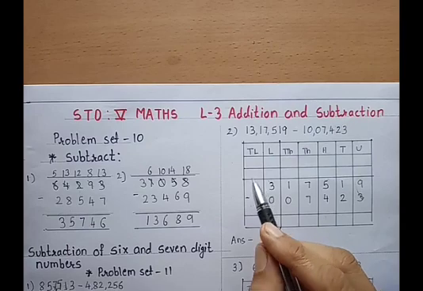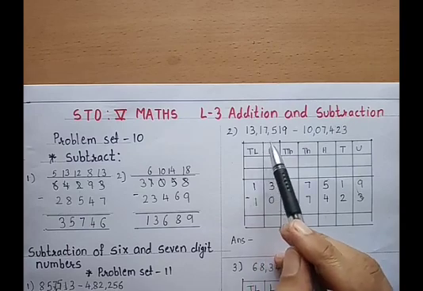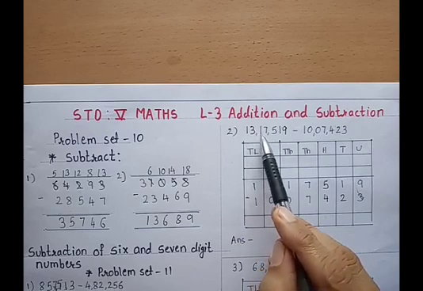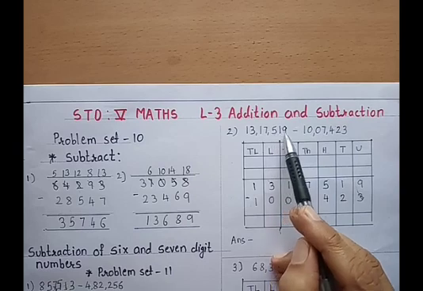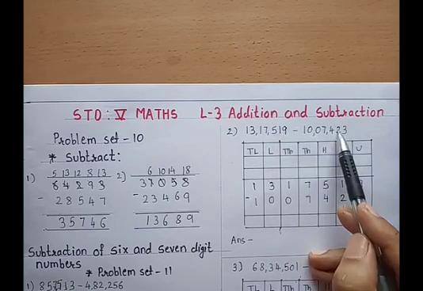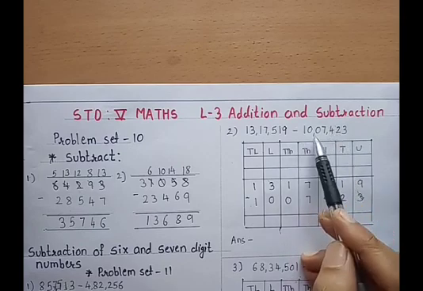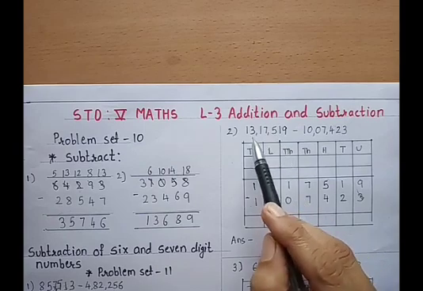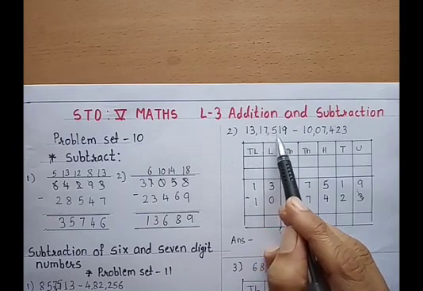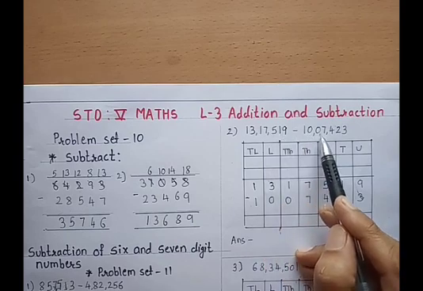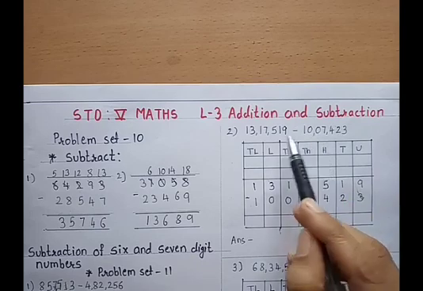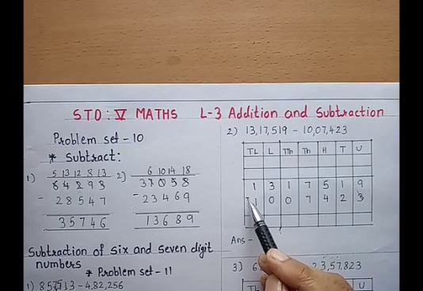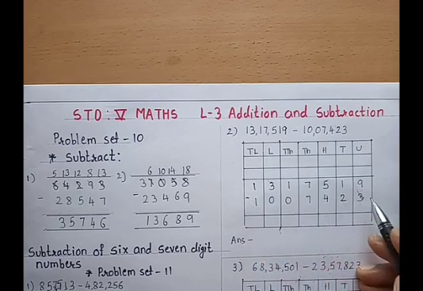Now we will solve the second question. Observe the figures. Here there are 7 digits: 1, 2, 3, 4, 5, 6, 7. And in the second number also there are 7 digits. So we have to make 7 columns according to digits. The numbers are 13,17,519 minus 10,07,423. Arrange these numbers according to place values from right to left. Put the minus sign and then start subtraction from the unit place.